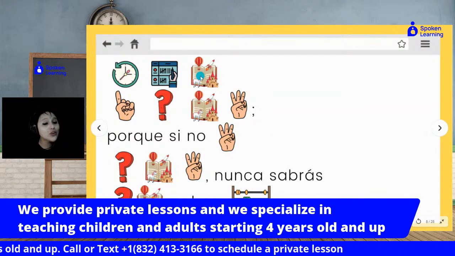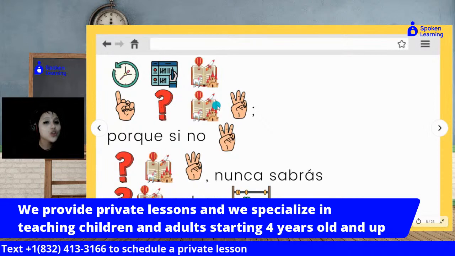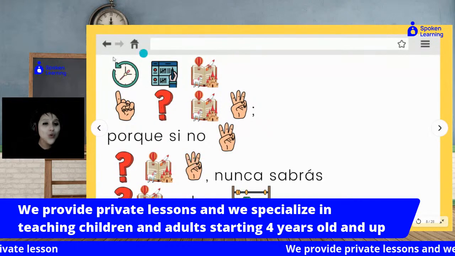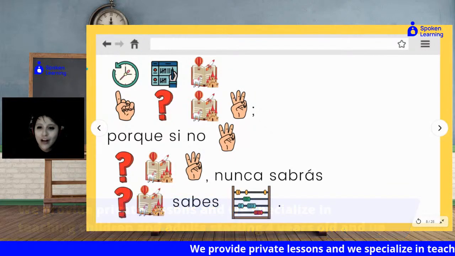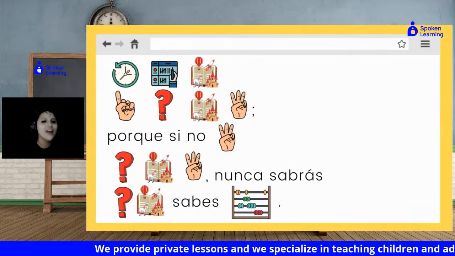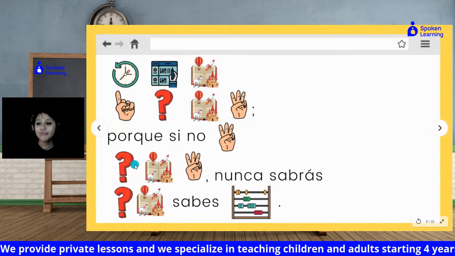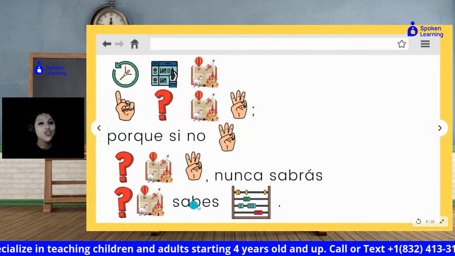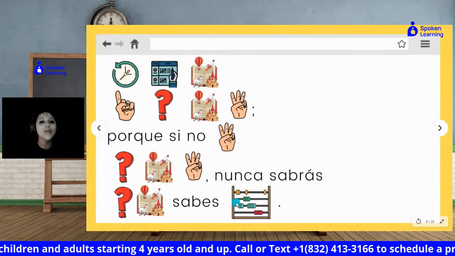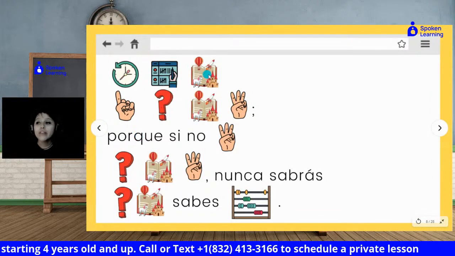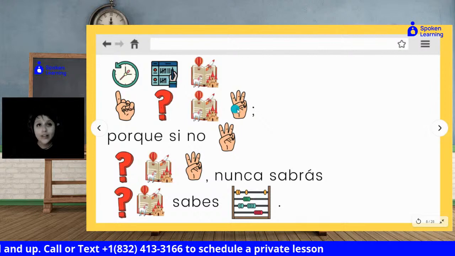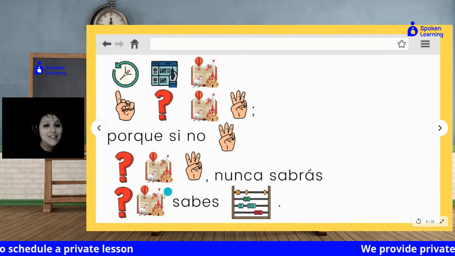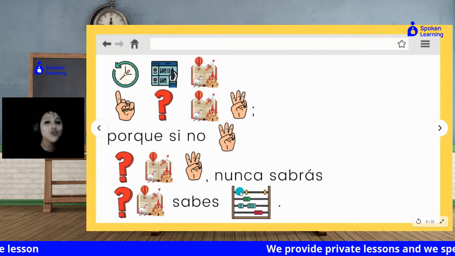Cuando cuentes cuentos, cuenta cuántos cuentos cuentas, porque si no cuentas cuántos cuentos cuentas, and let me remove the banner. I'm so sorry about that. There you go. ¿Cuántos cuentos cuentas? Nunca sabrás cuántos cuentos sabes contar. Una vez más, once more. Cuando cuentes cuentos, cuenta cuántos cuentos cuentas, porque si no cuentas cuántos cuentos cuentas, nunca sabrás cuántos cuentos sabes contar.